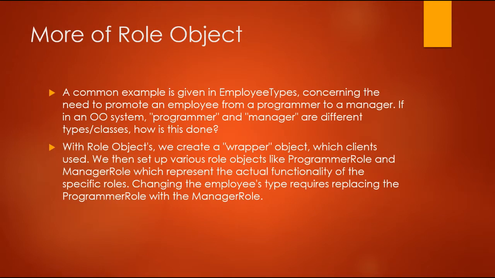But there's more for the role object. A common example is given in employee types, concerning the need to promote an employee from a programmer to a manager. If in an OO system programmer and manager are different types or classes, how is this done? With role objects, we create a wrapper object which clients use. We then set up various role objects like programmer role and manager role, which represent the actual functionality of the specific roles. Changing the employee type requires replacing the programmer role with the manager role.